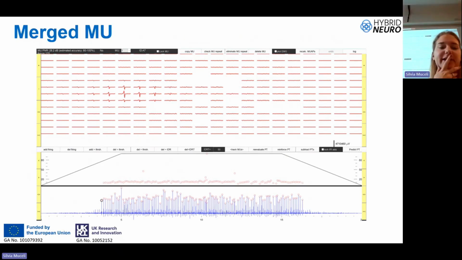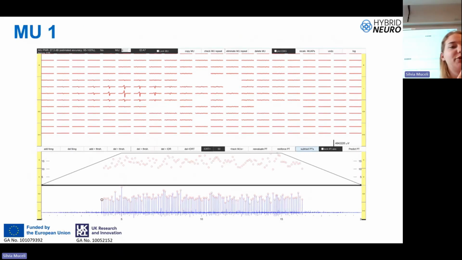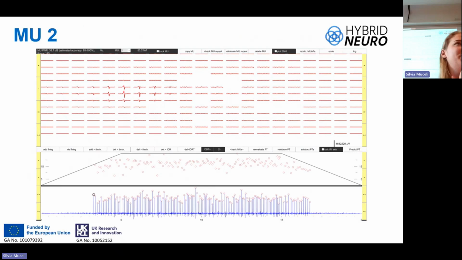As Aleš already explained, when two or more motor units are very similar in waveform shapes, the automatic part of the decomposition sees them as being part of the same motor unit, and we get a merged motor unit. So in this example, we can see one motor unit with pretty high spikes and another motor unit here. And we can resolve those merged motor units by subtracting them. In this case, we would get motor unit 1 and motor unit 2.